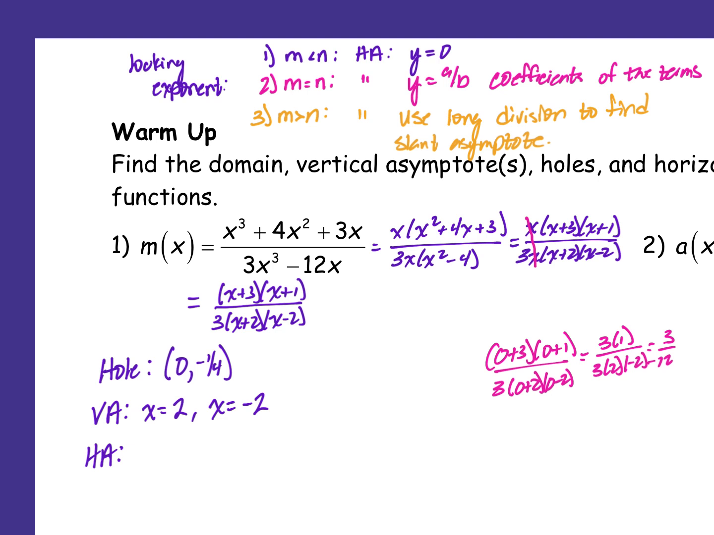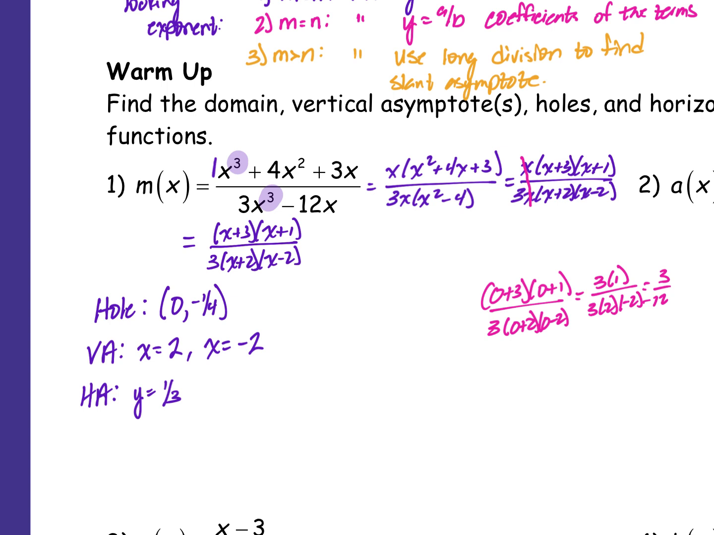So now I'm just going to look at my exponents in my original equation. I have a 3 and a 3. So which one of those categories does that fall into? Smaller than, greater than, or equal to? They're both 3, so they're equal to each other. That means I'm going to take my coefficients, and that's what my horizontal asymptote is going to be. So y is going to equal 1 divided by 3, 1/3. That's it, done. If they're equal, that's all it is. Okay?